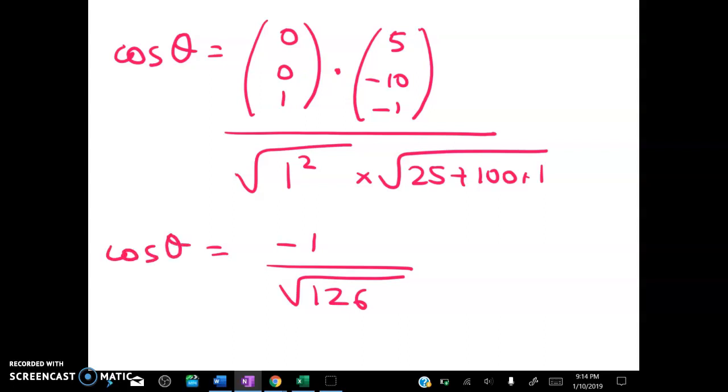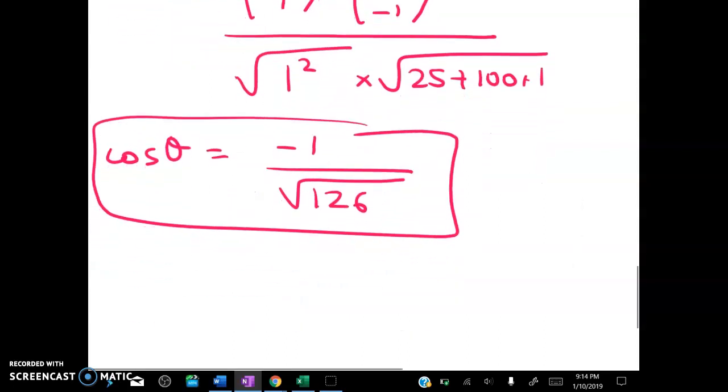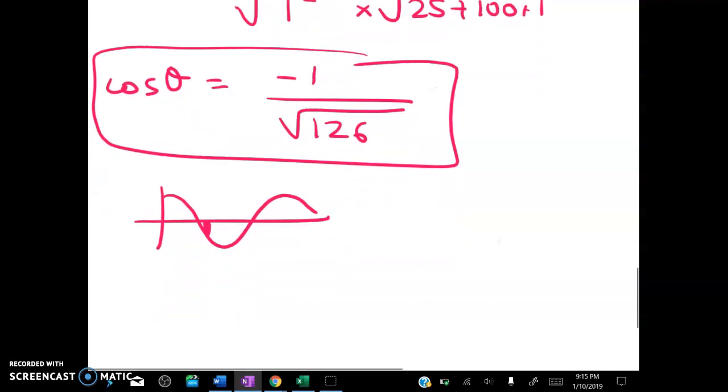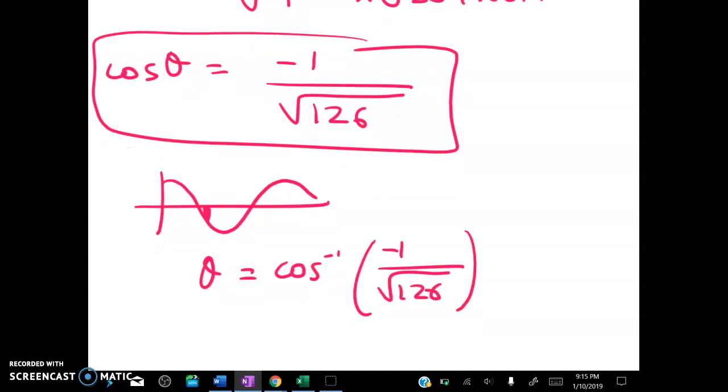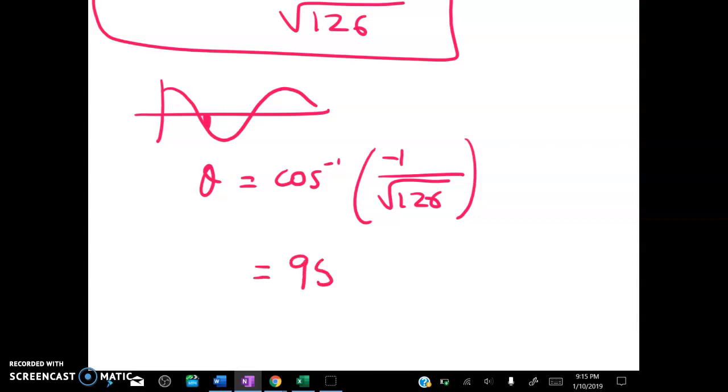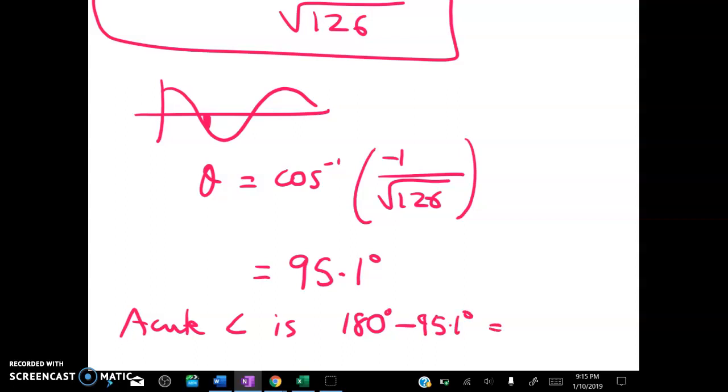So as we saw, I think in the school exam paper that we did, we had the same thing where we're getting a negative value for cosine, and that's a big flashing light that what we're finding here is not the acute angle, right? Because we know from our cosine curve that we're somewhere down here. So when we chuck that into our calculator, we get this, and that gives us a value for theta of 95.1. So the acute angle is 180 minus that, which is 84.9.